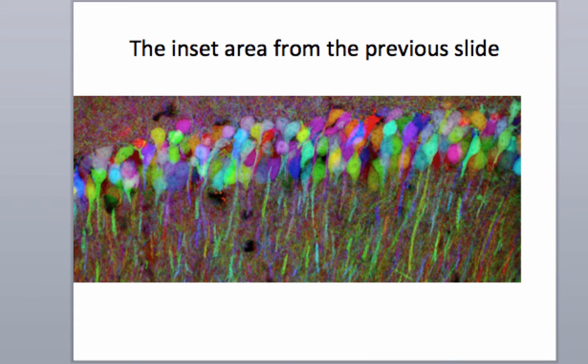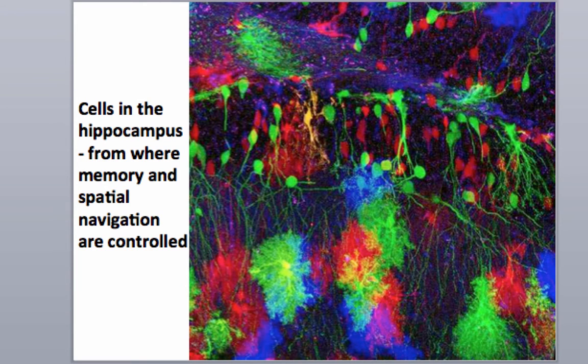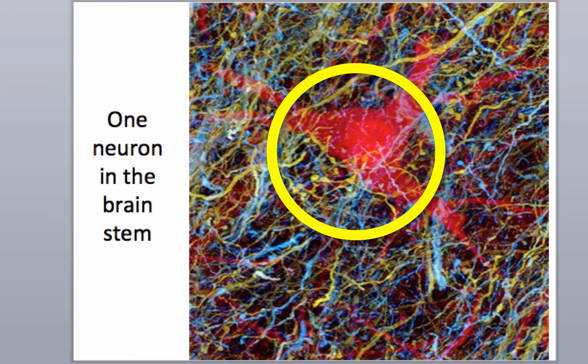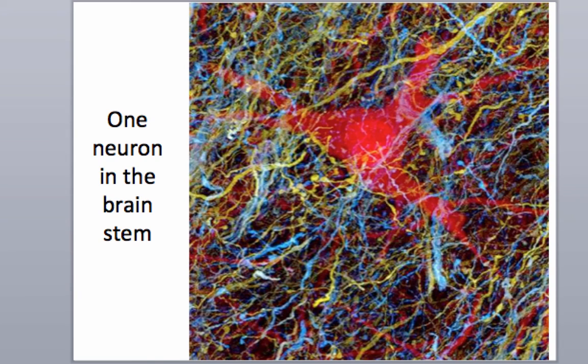So the inset in the previous diagram is enlarged here, and these are higher magnification of hippocampal cells. A hippocampus is where memory and spatial navigation are located or controlled. And the larger cells, which are highly branched, are the neurons, and the smaller cells are the glial cells. And the confetti-like stuff are various remnants of signals.